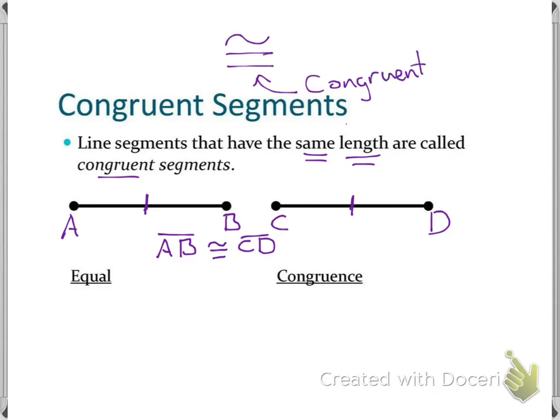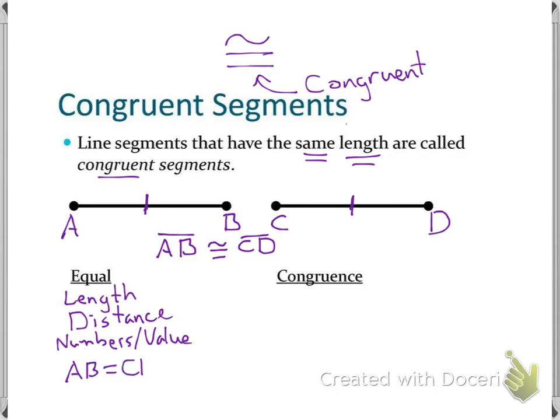Not the same as an equal sign. Now let's think about it. Let's compare them. So if I said they were equal, that's talking about their length, their distance. And if we're doing that, I'm going to say it's inches, feet, centimeters, miles. Then it's really going to be numbers or values. There's an actual something we can put to it. And when I do that, I'm saying that AB, its distance, is equal to CD.